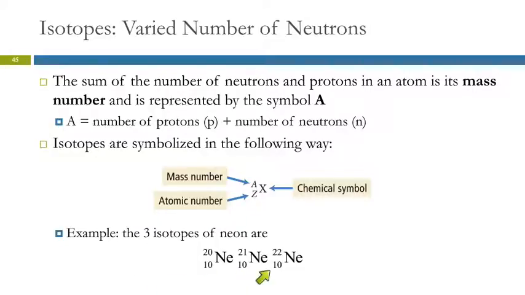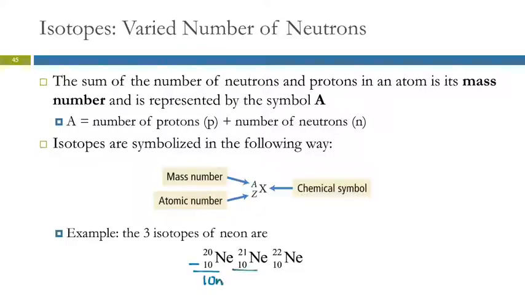So these are the designations for the 3 isotopes of neon. Notice they all have 10 protons. Their mass numbers are different though, 20, 21, and 22. So how many neutrons in this first one? Well, you take the mass number, which is protons plus neutrons, you subtract the number of protons, and there you have the number of neutrons.